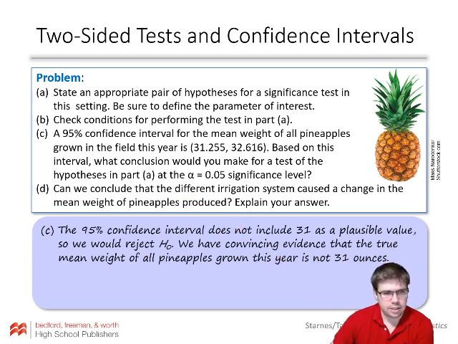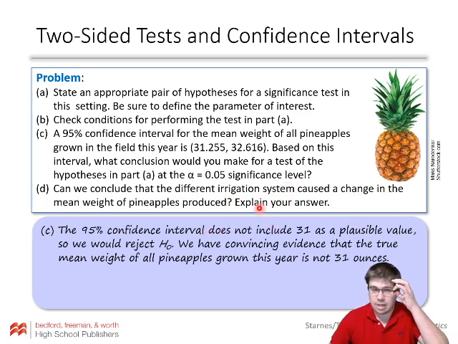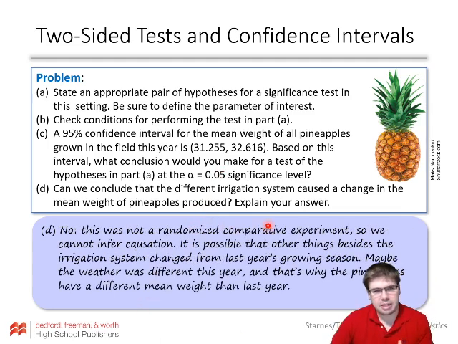And Part D, can we conclude that the different irrigation system caused the change in the mean weight of pineapples produced? Explain your answer. This is actually not related to this chapter, but this is an observational study. So no, this was not a randomized comparative experiment, so we cannot infer causation. It's possible that other things besides the irrigation system changed from last year's growing season. Maybe the weather was different this year, and that's why the pineapples have a different mean weight than last year. So don't jump to cause and effect unless you have an experimental design where we keep control of other variables. That may not be the only variable that changed.